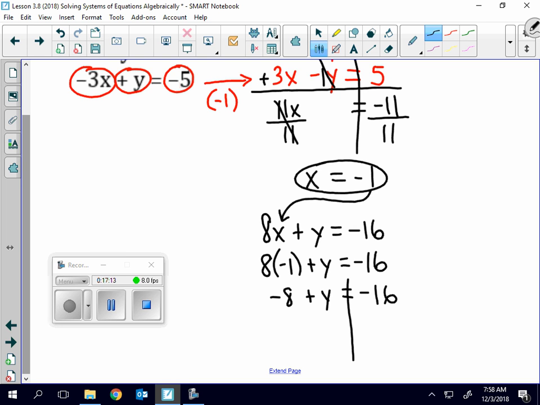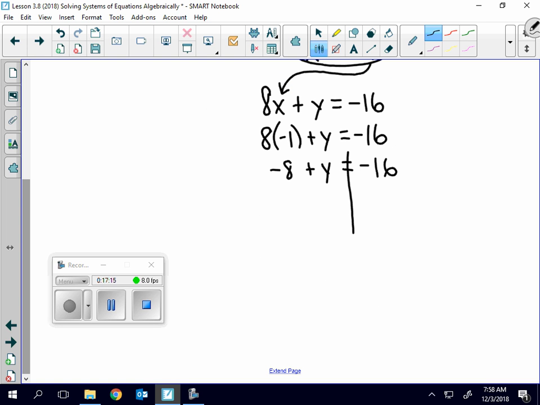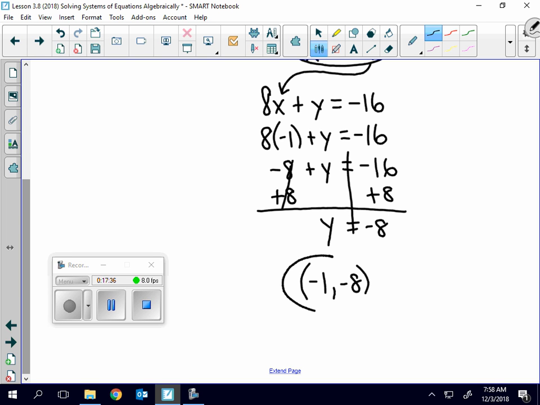Since I need to move stuff, I'm putting my line. I need to move the 8 to the right to get y by itself. Okay, so I have y by itself now, it equals -8. So I have x is -1, y is -8. And that's how you do it.